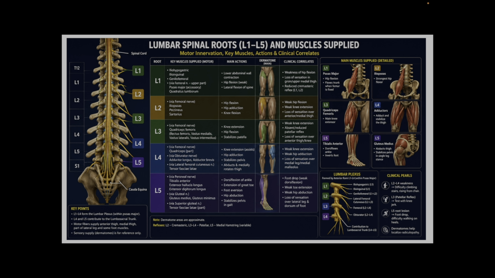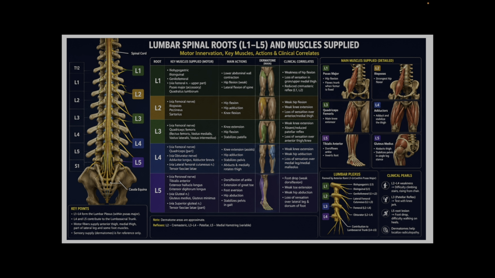So what is its principal action? Quadriceps means knee extension, with assistance in hip flexion and stabilization of the patella. L3, remember, quadriceps, which is responsible for knee extension, and this also assists in hip flexion and stabilization of the patella. The dermatome extends across the anterior thigh and knee. So what is the dermatome? Anterior part of the thigh and knee.